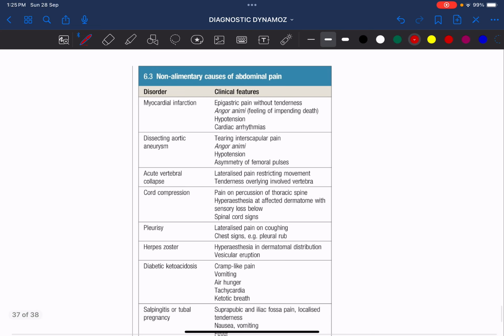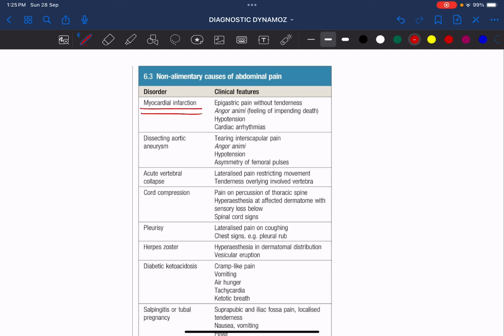Then coming to non-elementary causes of abdominal pain. This is the point where the examiner usually asks you, because you will be telling all the elementary causes of abdominal pain, but there are lots of non-elementary conditions which will misguide you. For example, myocardial infarction.